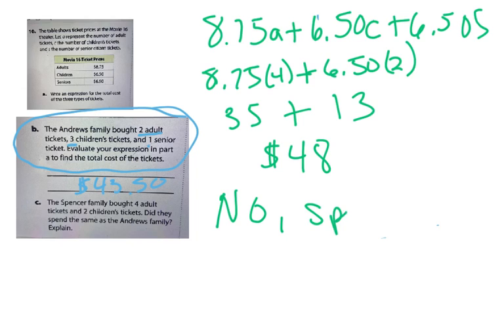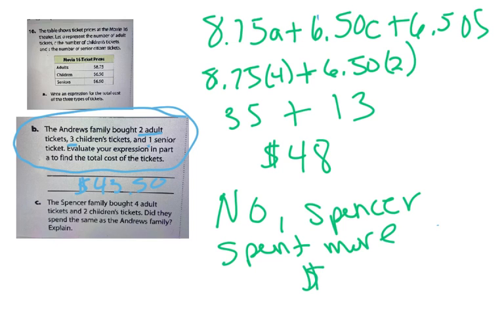The Spencer family spent more. $48 is greater than $43.50. Okay? So I hope that makes sense.